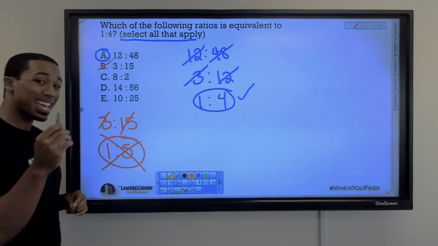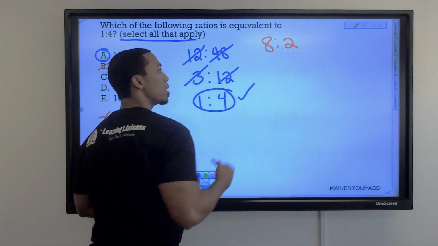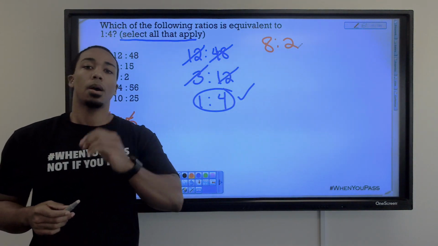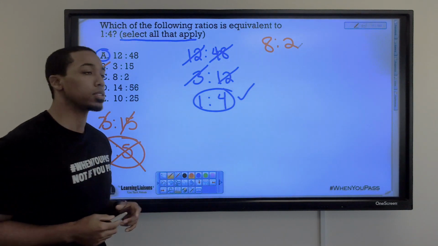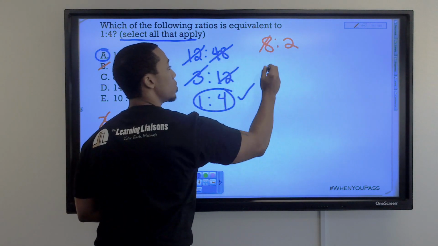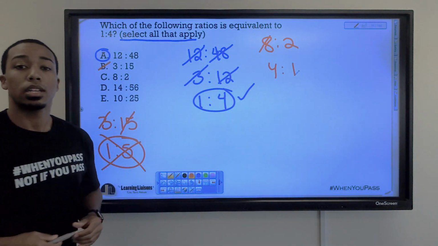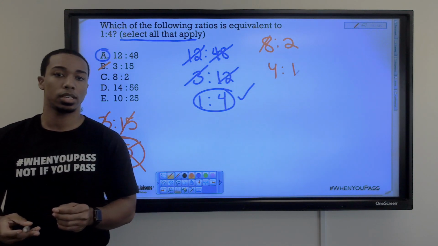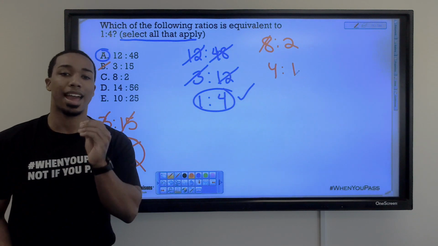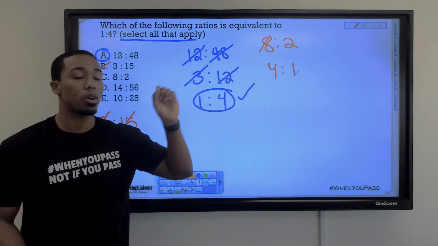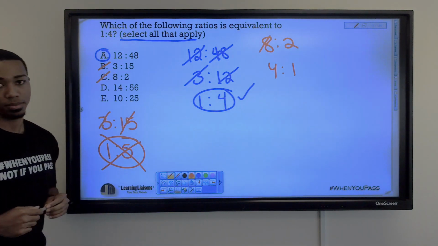Look at C. 8 to 2. I'm going to remain using red here. Let's write 8 to 2. Both of these numbers have a common factor of 2. So let's divide them both by 2. 8 divided by 2 is 4. 2 divided by 2 is 1. Now that ratio is 4 to 1. That is not the same as 1 to 4. Remember earlier in our notes, we said that they have to be written in order. 4 to 1 is not the same as 1 to 4. So C is not an answer.